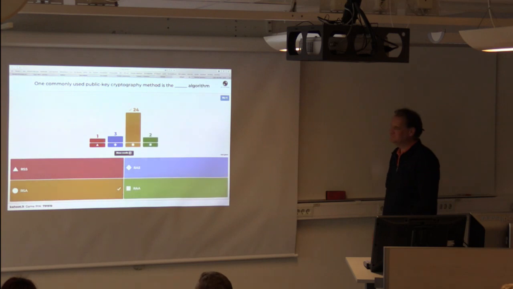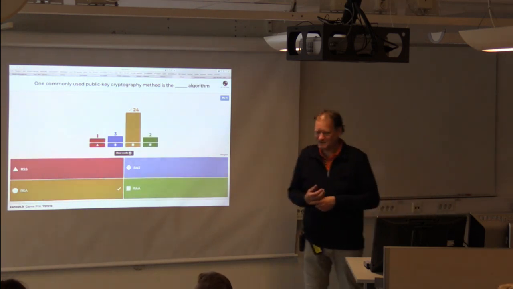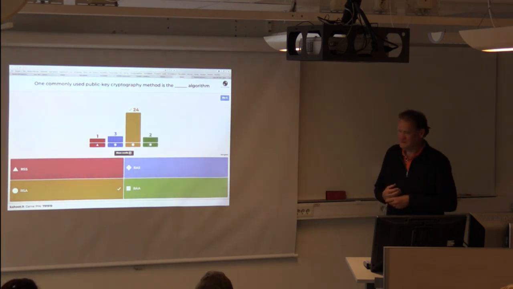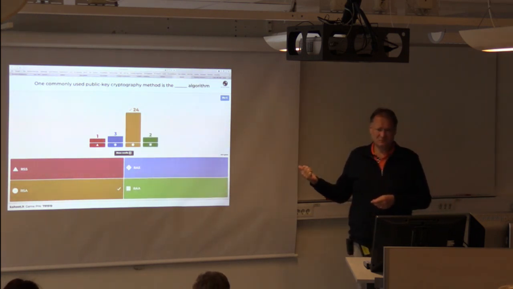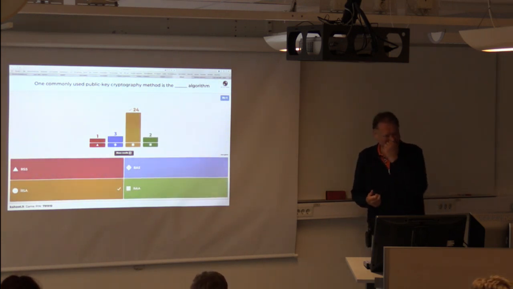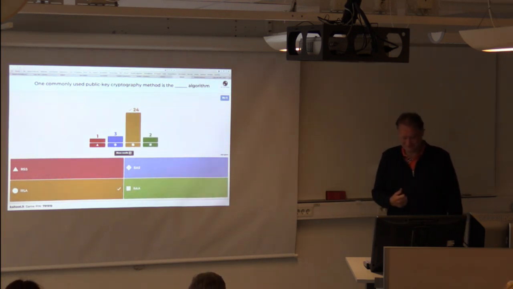Excellent. I mean, this could be pretty tricky, but RSA comes from, what is it called, the surnames of the three people. Rivest, Shamir, Adleman.